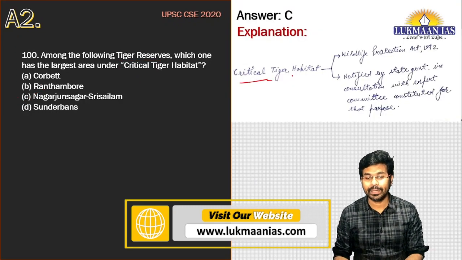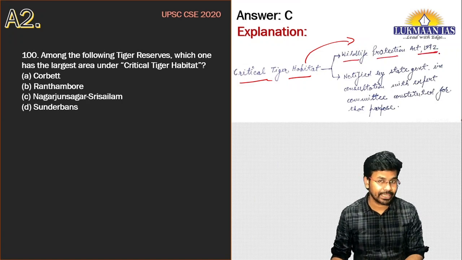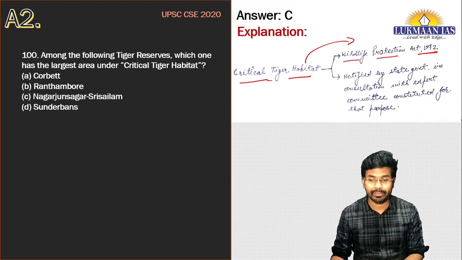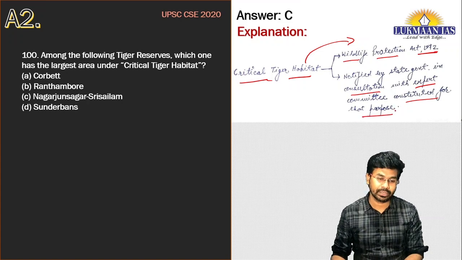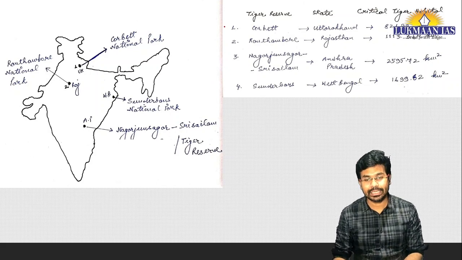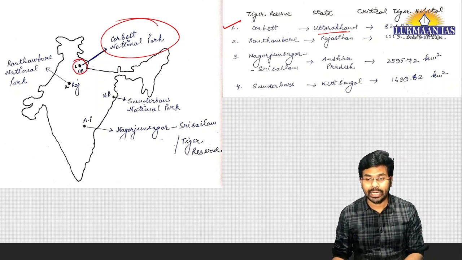Critical tiger habitat is defined under the Wildlife Protection Act of 1972. Critical tiger habitats are notified by the state government in consultation with an expert committee constituted for that purpose. If we talk about these tiger reserves, the Corbett Tiger Reserve is located in the state of Uttarakhand. You can see this is the location of Corbett National Park or Tiger Reserve, and the critical tiger habitat or core area of this particular tiger reserve is around 821.99 square kilometers.